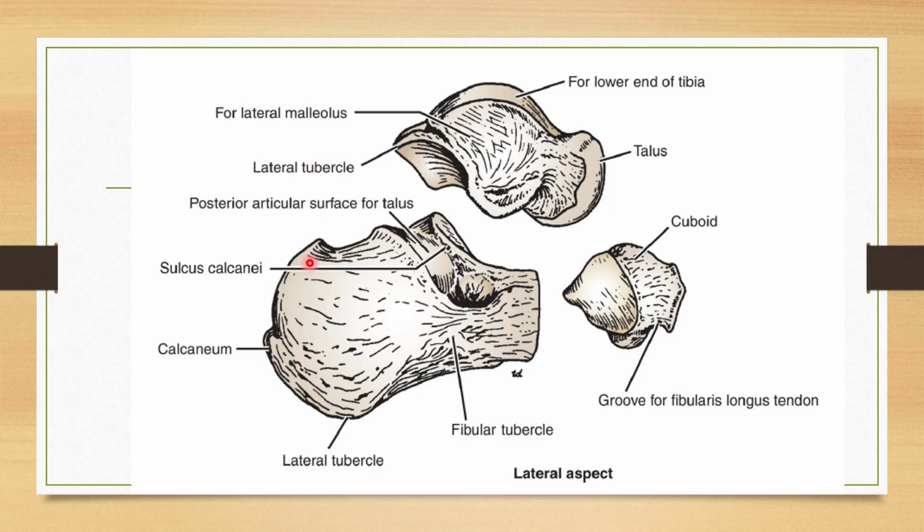This is the lateral aspect of the calcaneum bone. See here, lateral aspect of the calcaneum bone. It is the posterior surface which will give attachment to the tendo Achilles. This is the lateral tubercle of the inferior surface because there is one medial tubercle also on the inferior side, and this is the fibular tubercle, or peroneal tubercle. Fibular and peroneal are the same.